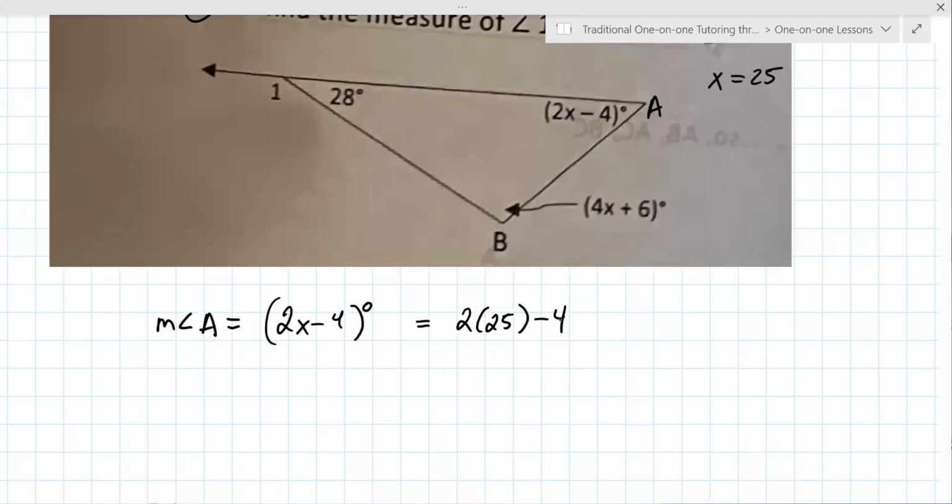Okay. So I want you to simplify this. 2 times 25 minus 4. I'm going to be doing that. I'm trying to write this properly.